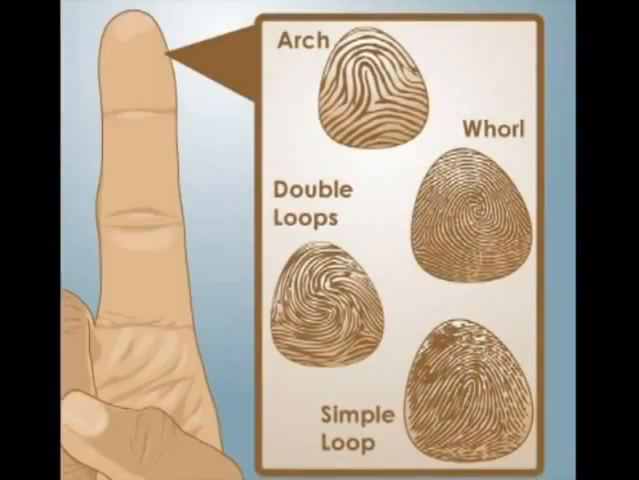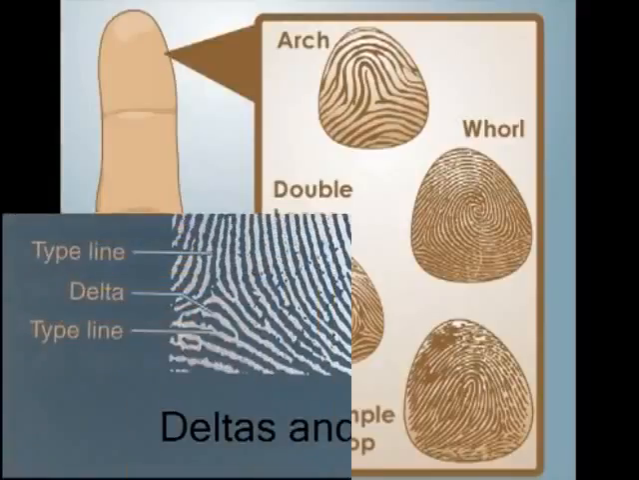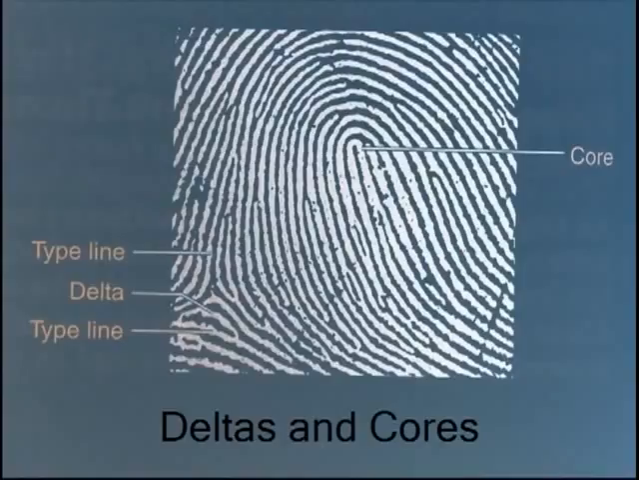The first level of identification involves the examination of ridge flow and the general morphology of the print. These cannot be used alone to individualize. The analyst will determine if a loop, whorl, or arch exists by locating deltas and cores. A delta is a point of divergence of 2 type lines. A core is the center of the pattern.